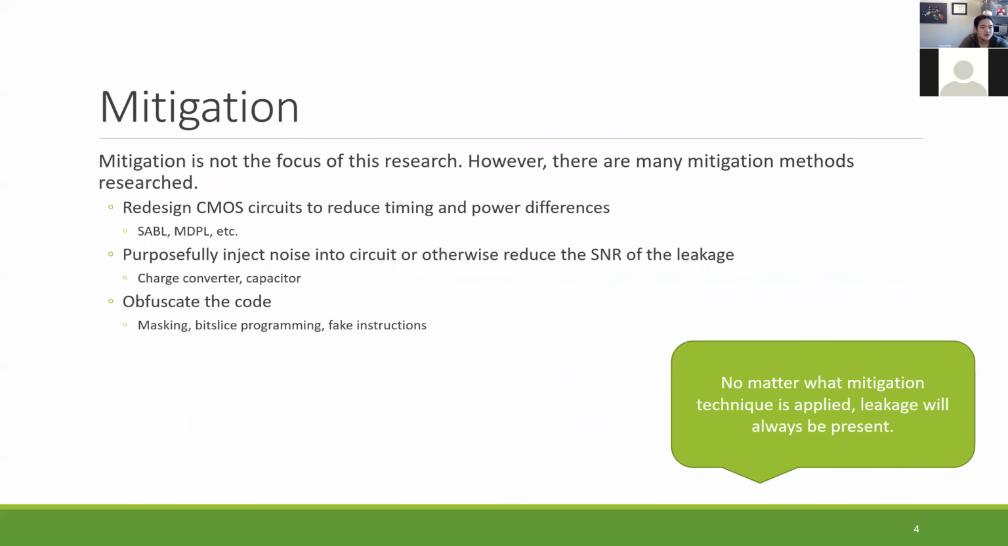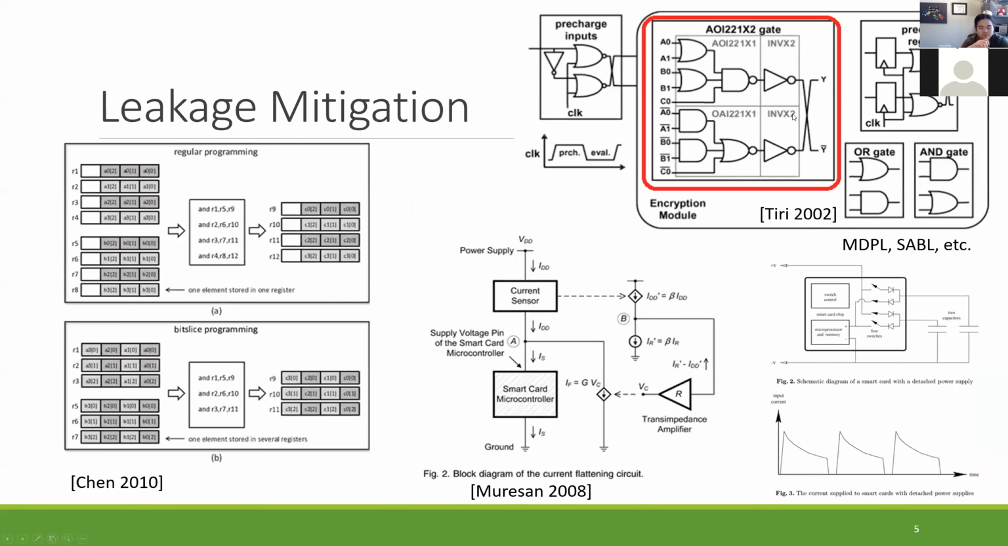So you can do a couple of techniques to get rid of this leakage. You can redesign CMOS, since complementary metal oxide semiconductors inherently leak information, to stop leakage. You could purposefully inject noise into the circuit or otherwise reduce the signal-to-noise ratio of the leakage. You could use a charge converter or a capacitor, and you can obfuscate code as well. You could apply masking, or do bit slice programming or fake instructions, just inserting a bunch of random garbage instructions. So there are a couple of different techniques to mitigate leakage from a system.